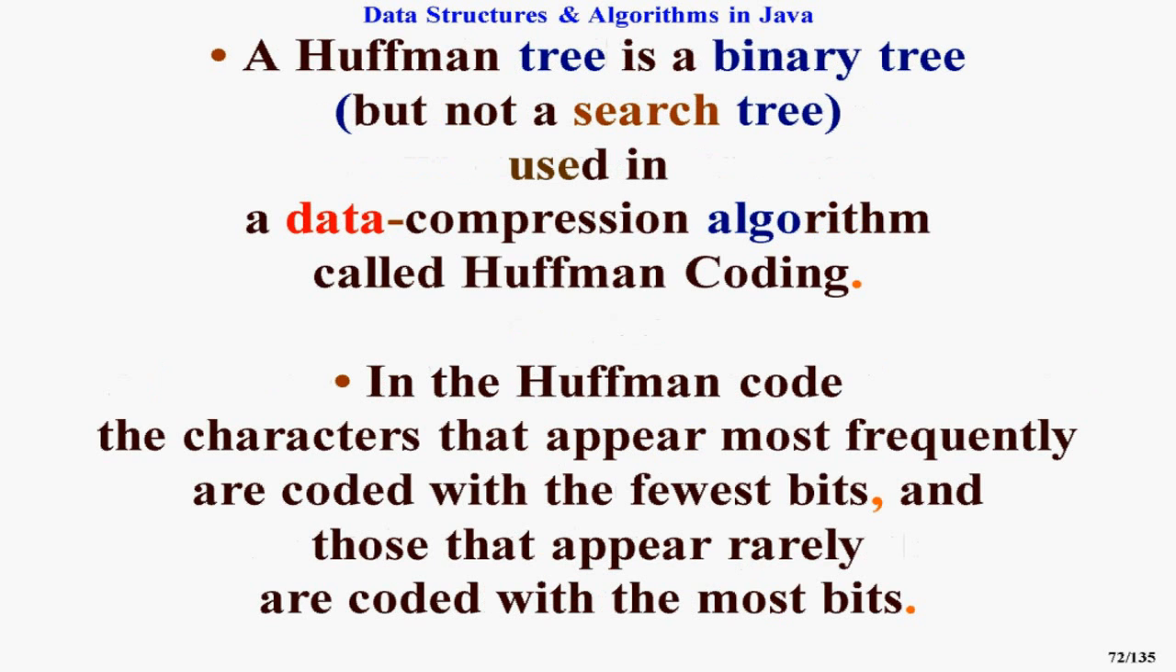A Huffman tree is a binary tree, but not a search tree, used in a data compression algorithm called Huffman coding. In the Huffman code, the characters that appear most frequently are coded with the fewest bits, and those that appear rarely are coded with the most bits.